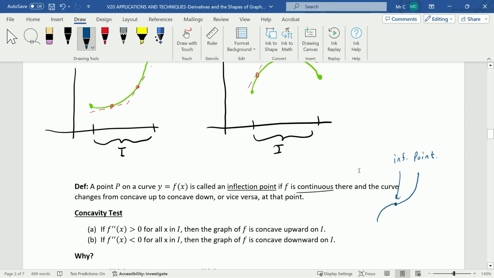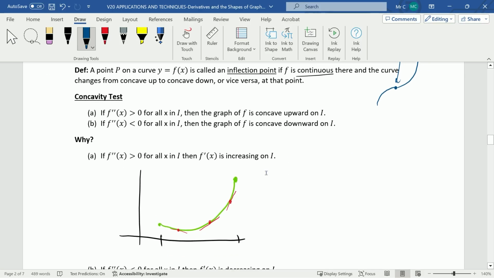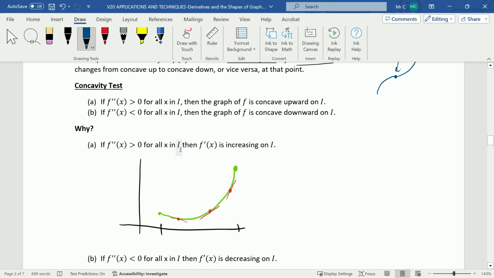Okay, now how do we test concavity on a function? Well, it's simple enough. If the second derivative is positive, then the graph of f is concave up on that interval. If the second derivative is negative on an interval, then the graph of f is concave down on that interval. Okay, why? That's always the critical question.